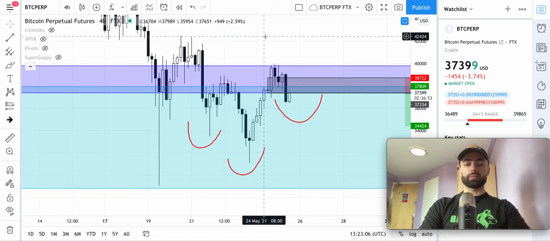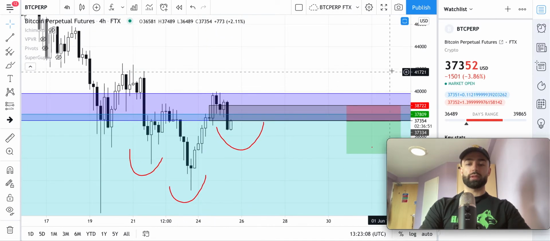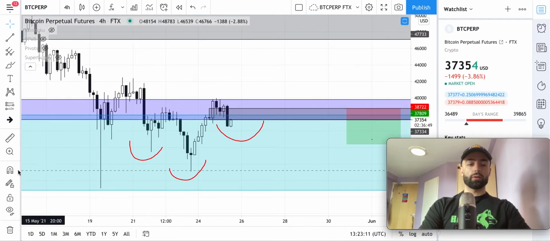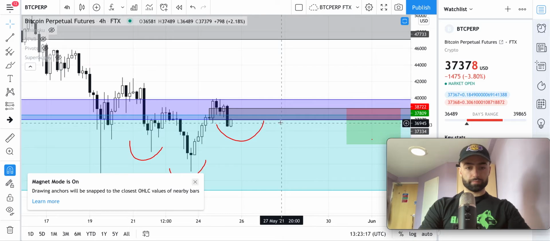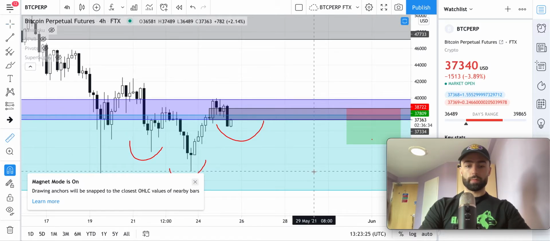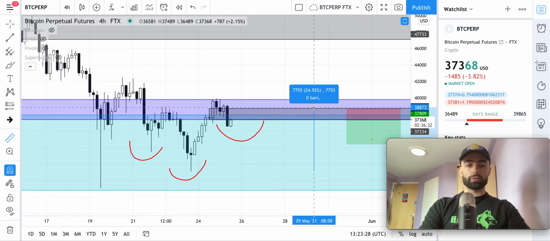This is something we talked about in the past few videos. The target for this, if this ends up playing out, which this candlestick could be the very beginning of, would be roughly from here up to about here.